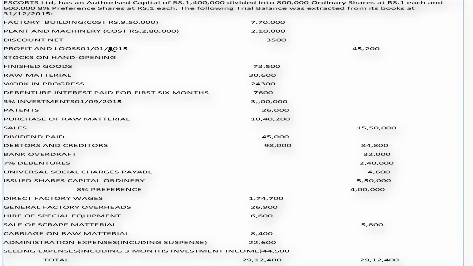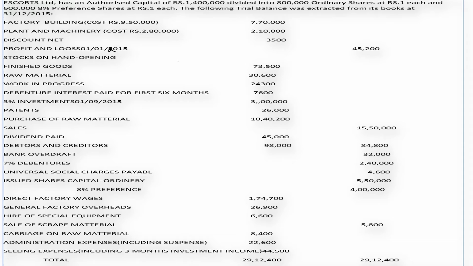Issued share capital: ordinary, meaning equity shares, 5,50,000; 8% preference shares 4 lakh. Total issued share capital comes to 9,50,000. Direct factory wages 1,74,700. General factory overhead 26,900. Hire of special equipment 6,600. Sale of scrap material 5,800.